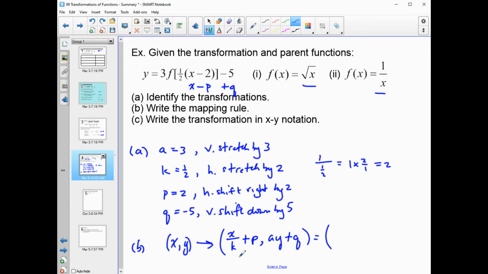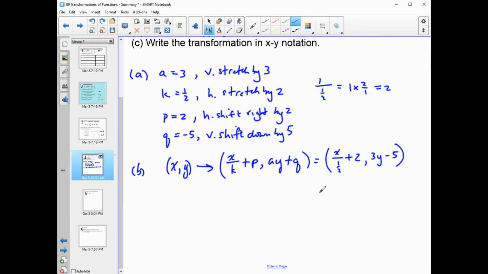So instead of x divided by k, I'm going to write that as x over a half plus p, which is plus 2, and then a, which is 3 times y, and it would be plus q, but since we know that it's a shift down, I'm just going to go straight to minus 5. And then I'm going to simplify this a little bit. X divided by a half is the same as 2x plus 2 for the p value, 3y minus 5.